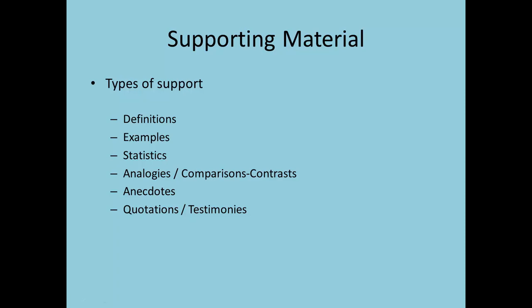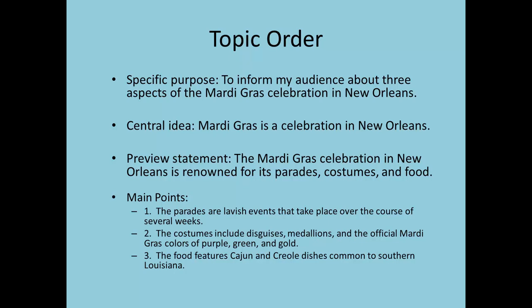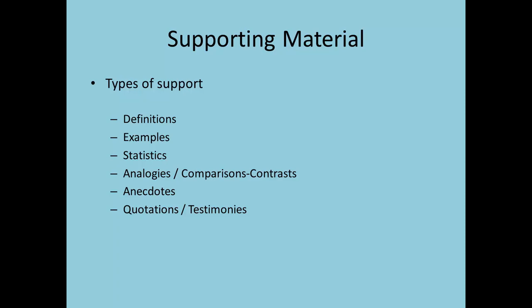So whatever you decide to use for support for your main points, you need to make sure that you use a variety and that you have at minimum 2 forms of support for each main point.